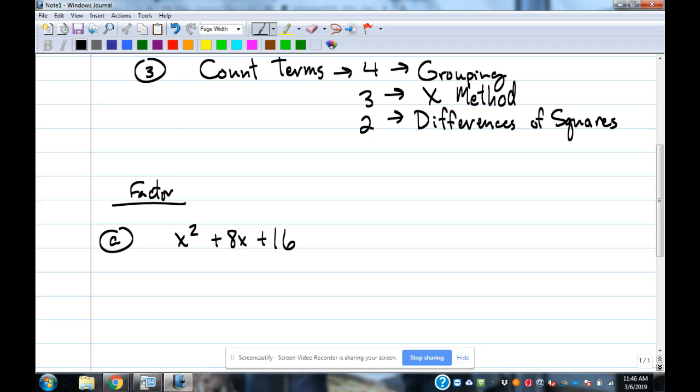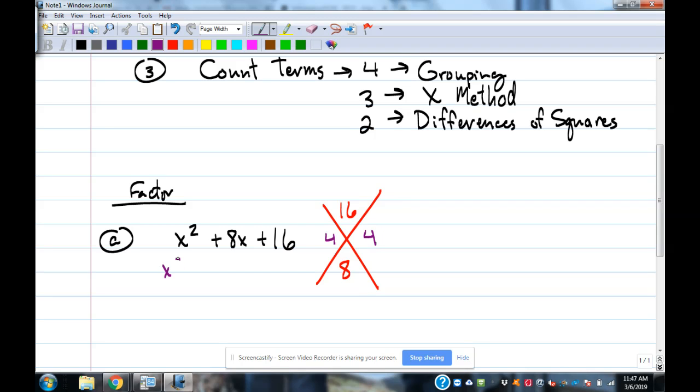What method should we use on this one? The X method, because there's how many terms? 3. So what goes in the top of that X? 16 goes in the top. 1 times 16 goes up top. 8 goes in the bottom. So we need 2 numbers that multiply to be 16 and add to be 8. 4 times 4 is 16. 4 plus 4 is 8. So it's the right ones.